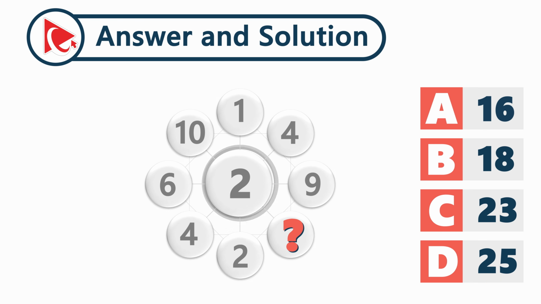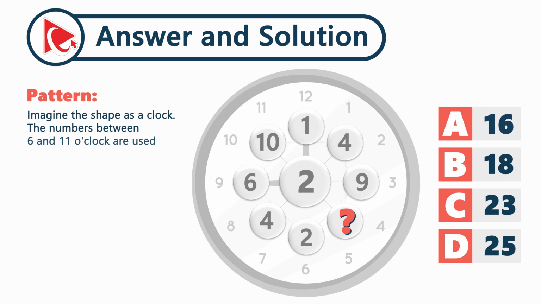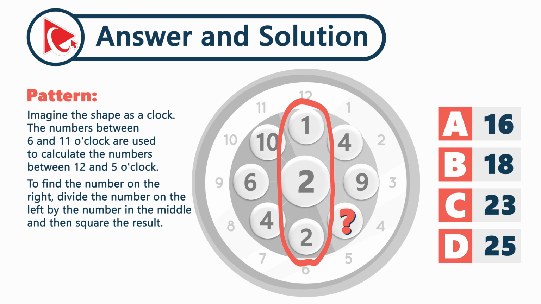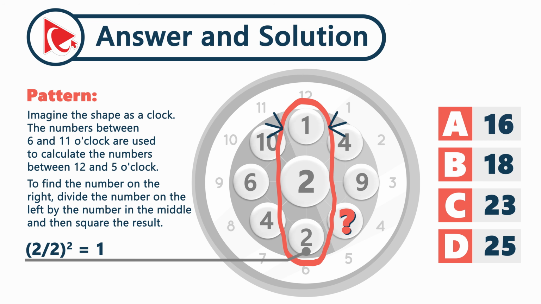Imagine that this shape has a clock behind it. The numbers between 6 and 11 o'clock are used to calculate the numbers between 12 and 5 o'clock. To find the numbers on the right, divide the number on the left by the number in the middle and then square the result. Let's look at the example to see how it's actually done, and we'll be starting at 6 o'clock. 2 divided by 2 squared equals 1.